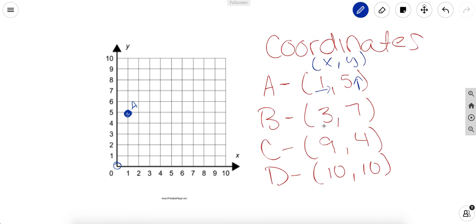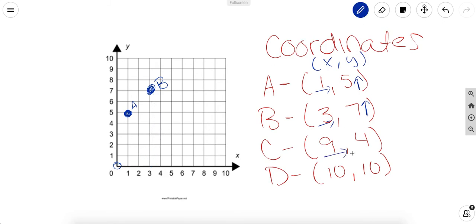For B, remember, first number is to the right, the next one is going up. So, for B, we need to go 3 over, 1, 2, 3, and we need to go up 7. 1, 2, 3, 4, 5, 6, 7. Big dot, label it B. And then always remember to erase your jumpies.